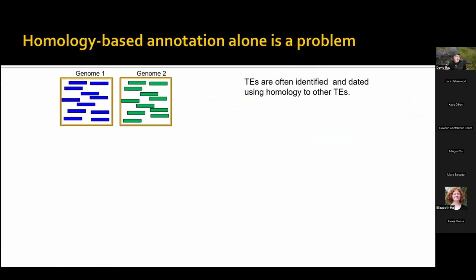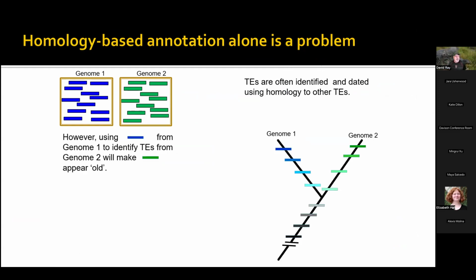Also, doing it that way is a problem because you're using homology as an annotation mechanism. And so imagine, if you will, you've got two genomes. They both have some element in it. Let's call it a LINE. Genome 1 has its LINE colored in blue. Genome 2 has its LINE colored in green. But the problem is that if you use this element that we know about in genome 1 and try to annotate genome 2, what you're going to find is that they have evolved in different paths after the common ancestor.